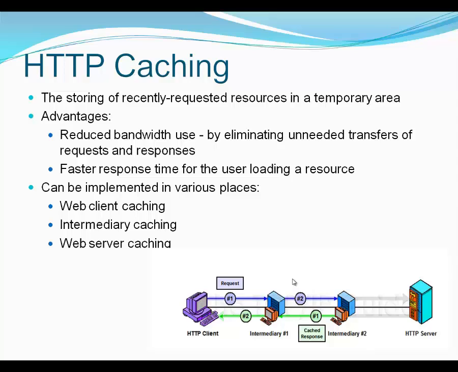What are the different advantages of using caching? It reduces the bandwidth use by eliminating unneeded transfer of requests and responses, and gives a faster response time for the user loading a resource. It can be implemented at various places: client, intermediary proxy server, even on the web server. So this is an HTTP client. Suppose there is no caching: every time the request is initiated by the client, it goes all the way to the server, hits the server, and gets the response back.